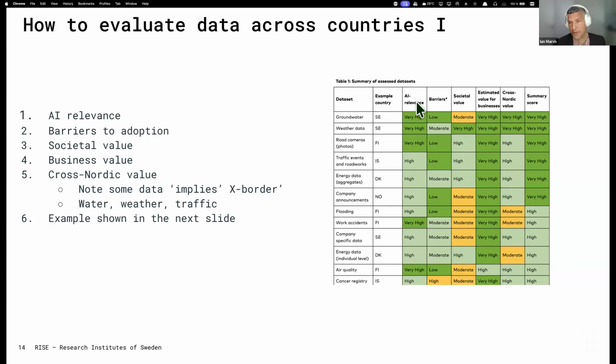And then what's most important is, is it relevant for AI? So this report is at least 5 years old. What are the barriers for adoption, society value, estimated value for businesses, and then of course the cross-Nordic value. Why this? This is a Nordic data set, and it was also prepared for the Nordic Council of Ministers.